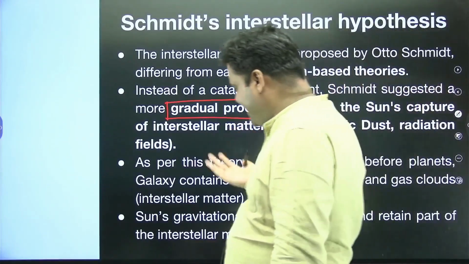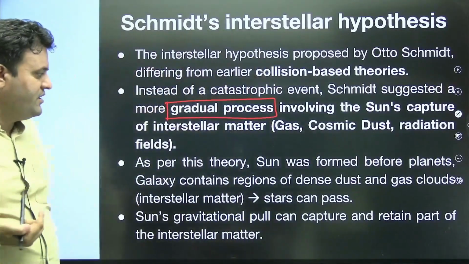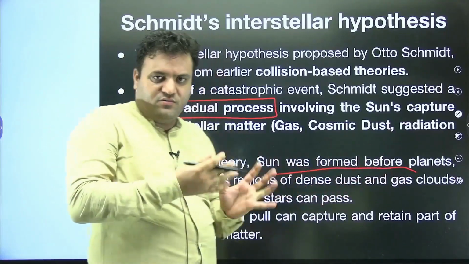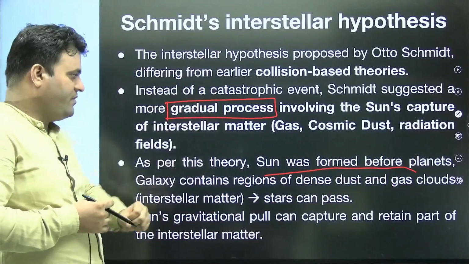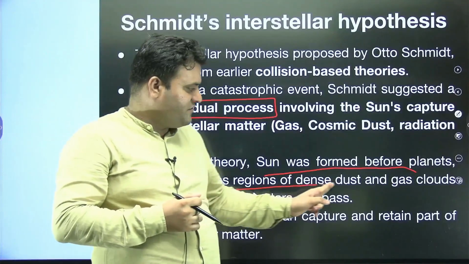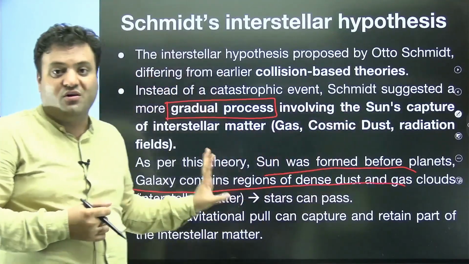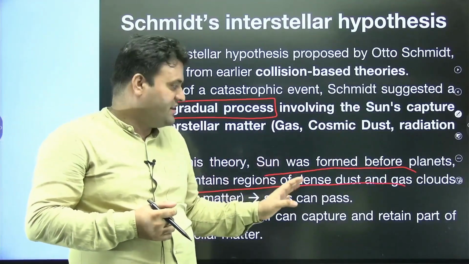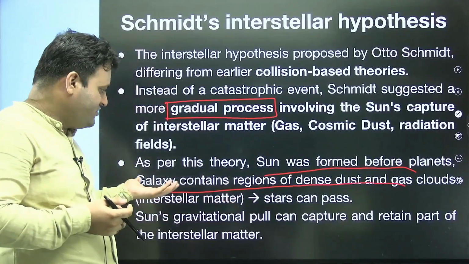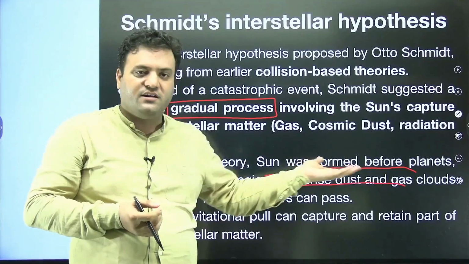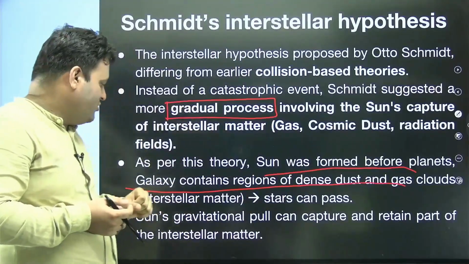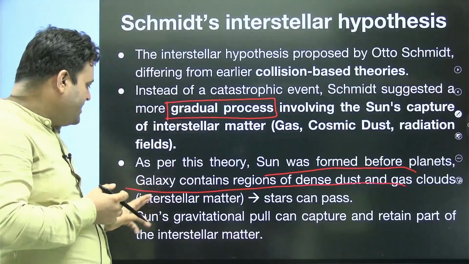As per this particular theory, it has been mentioned that the sun was formed before the planets. The sun was formed way before the planets. The galaxy contains regions of dense dust and gas clouds. So this is the assumption. Two assumptions are there: the sun was formed, and the galaxy, or the space, contains some sort of dense dust and gas clouds, similar to the nebula hypothesis. I hope you remember.